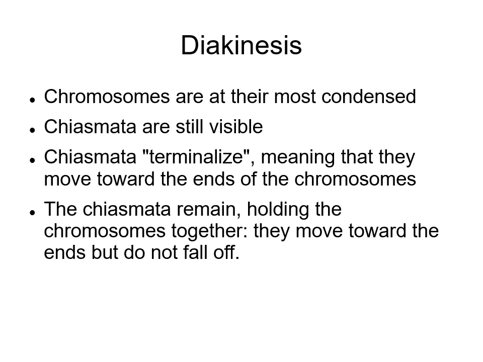Okay, at diakinesis, the chromosomes are at their most condensed. The chiasmata are still visible, but they move along the chromosome, called terminalization, where they move towards the ends, but they remain holding the chromosomes together. They move towards the ends of the chromosomes, but they do not fall off.